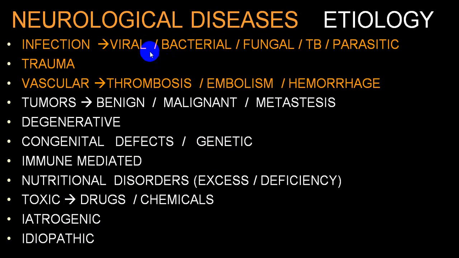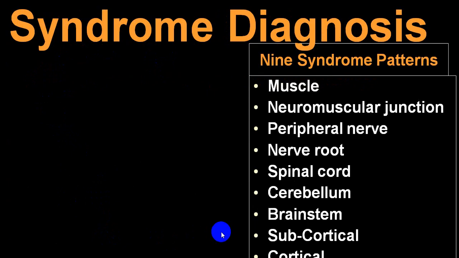Among the common etiologies in neurology are infection, trauma, vascular, tumor, degenerative, congenital, immune mediated, nutritional disorders, toxic, chemicals and drugs, iatrogenic, and it can also be idiopathic.